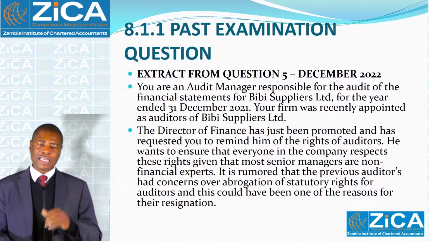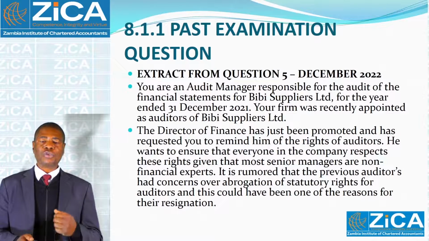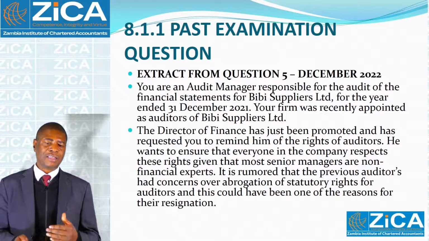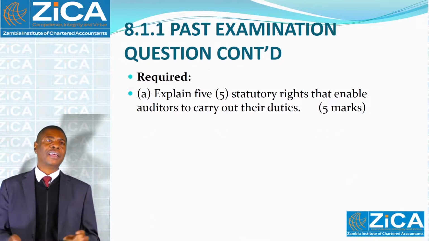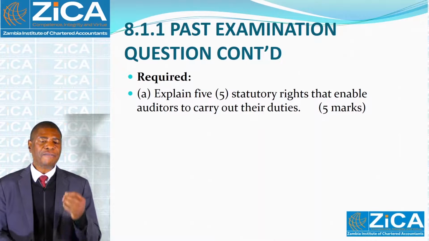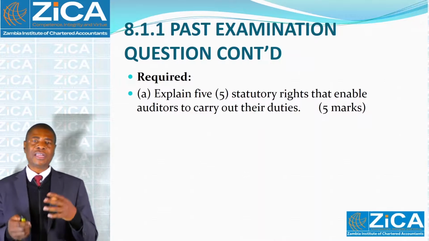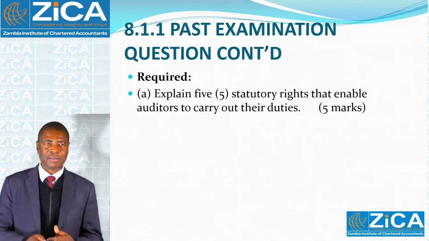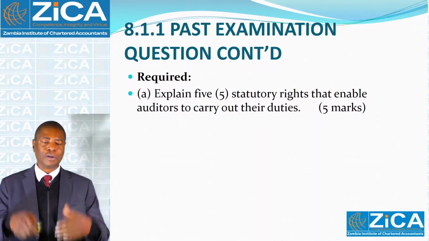What I've done is I've taken out a past exam question from December 2022, question 5. Now you can see there's a background there, so it's important that we appreciate that. But the requirement for this question, despite the text put there, is simply explain 5 statutory rights that enable auditors to carry out their duties. This is simply a knowledge-based question.